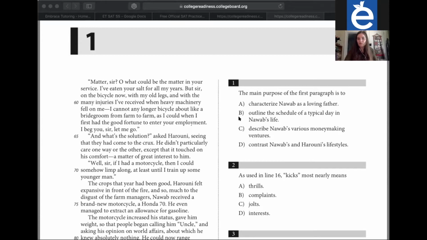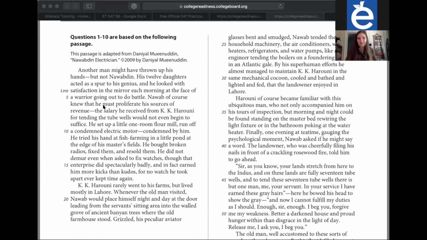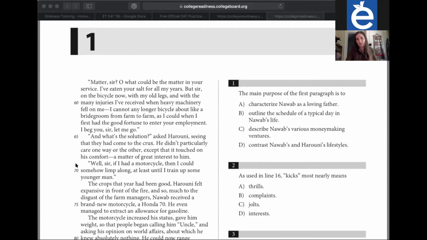B doesn't work either, because it's not really showing a typical day in his life. It's providing different ideas that he's had, different methods he's used to pursue different money-making schemes so that he can provide for his family. So his goal is to earn income and provide for his family. But it isn't really outlining a typical day for him, right? It's basically introducing who he is and setting the stage for us in terms of what it is that he's trying to accomplish, right? So it can't really be B either. It definitely can't be B.